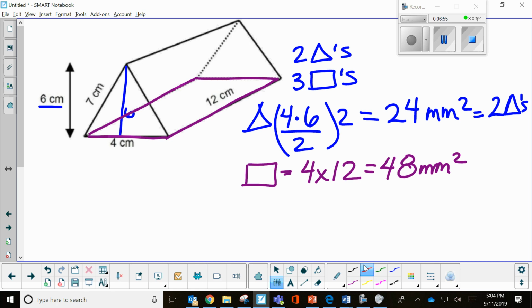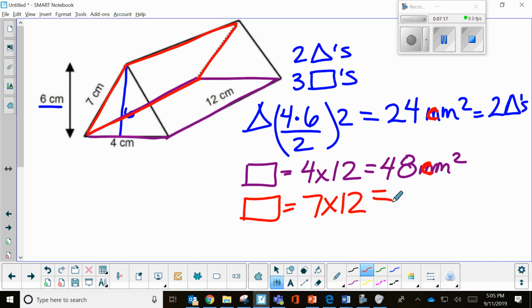I have a red rectangle, 7 and 12, right? Because the length, how long this triangular prism is, is 12 centimeters. Oh, I keep putting millimeters, centimeters. Sorry. Okay, so then my second is 7 times 12. Okay, so 7 times 12 is 84 centimeters squared.